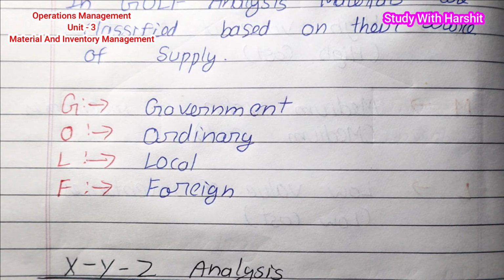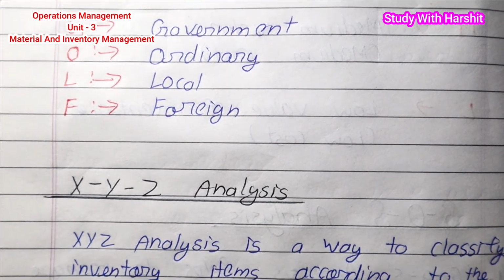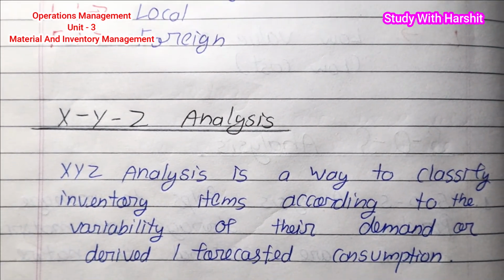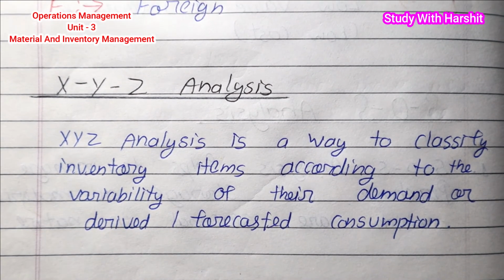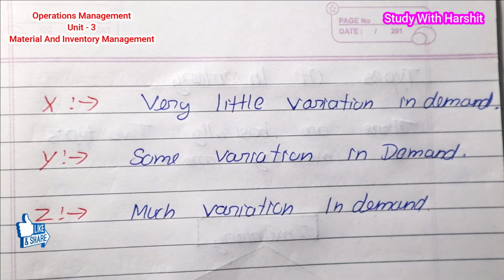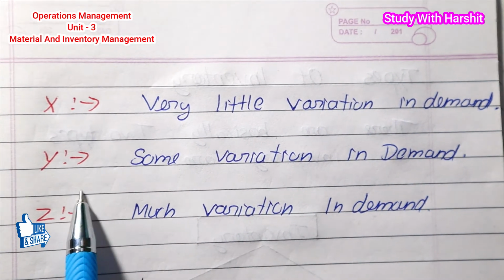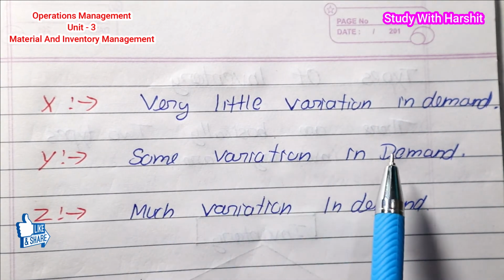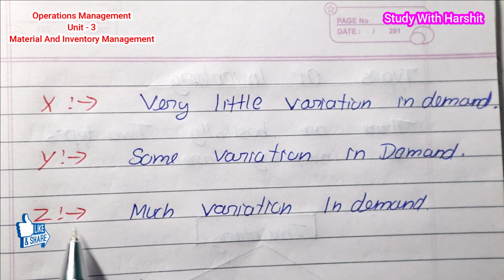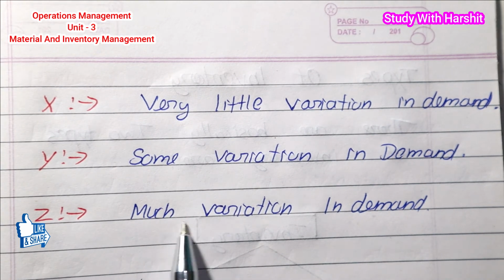Now let's discuss the next one, XYZ analysis. XYZ analysis is a way to classify inventory items according to the variability of their demand or derived forecasted consumption. X stands for very little variation in demand, Y stands for some variation in demand, and Z refers to much variation in demand.